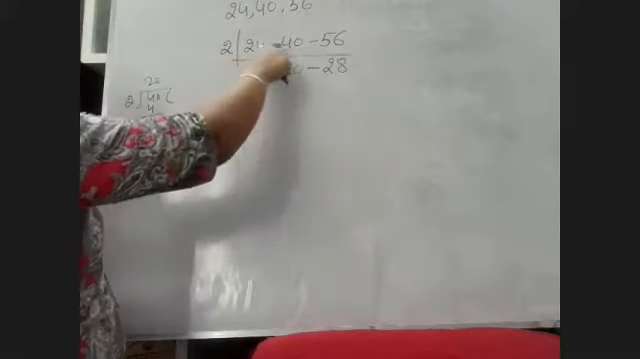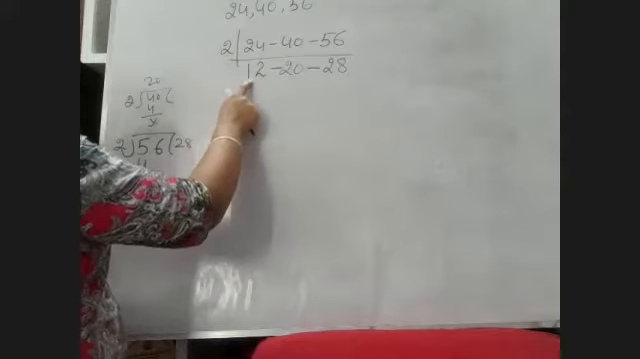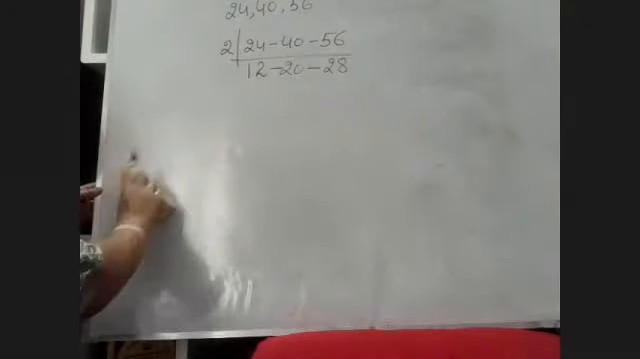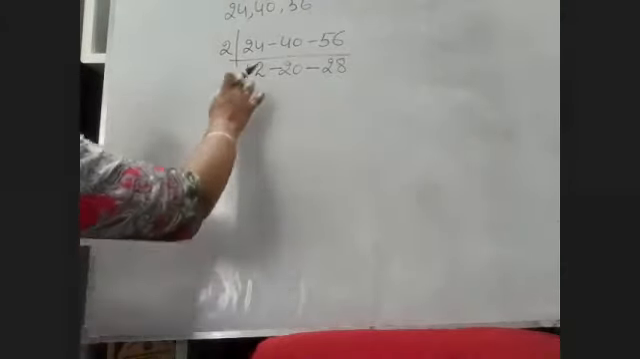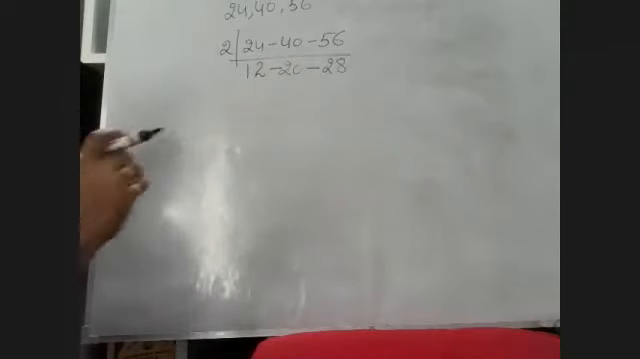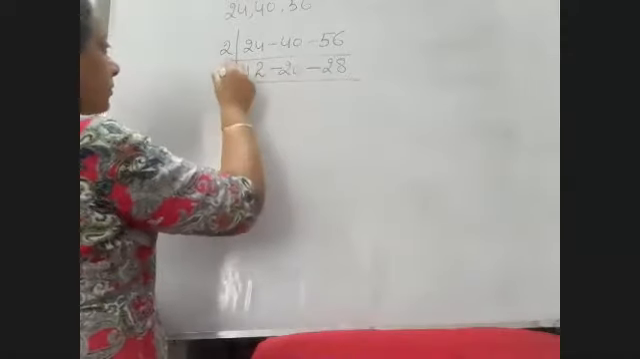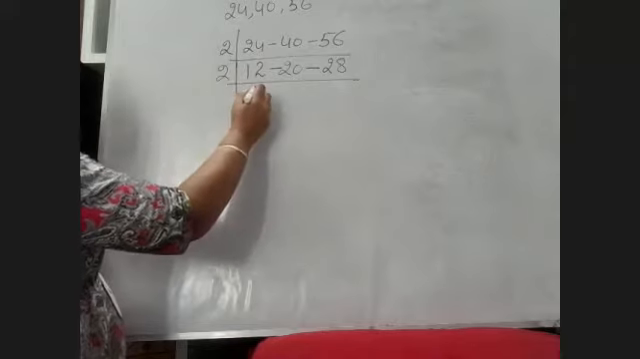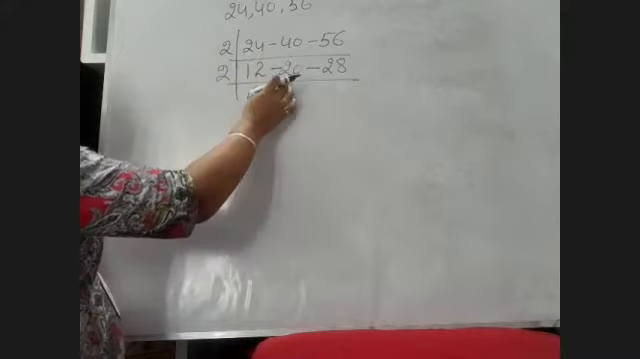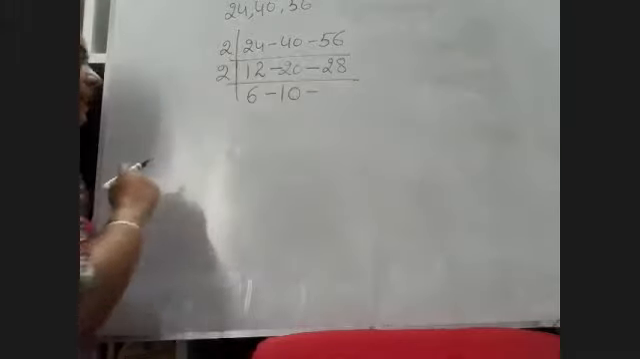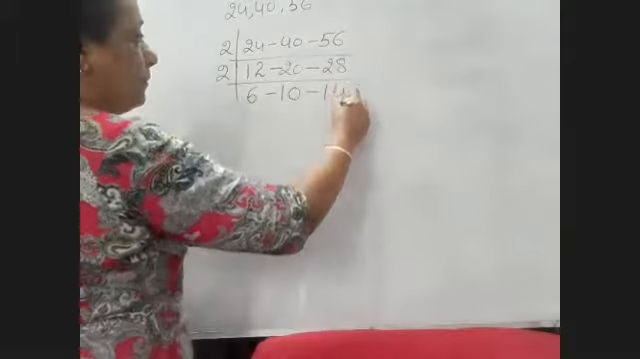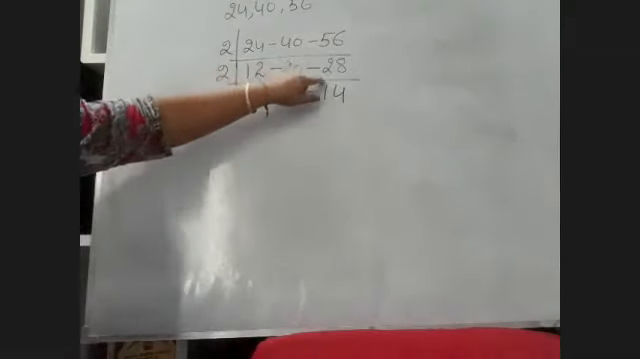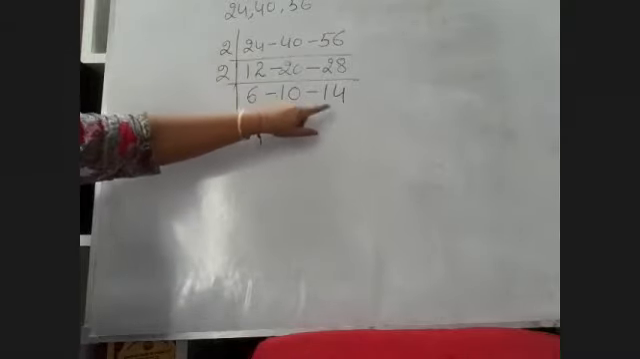Now, when we divide 24, 40, and 56 by 2, we get the numbers 12, 20, and 28. These are even numbers. So, once again, divide by 2. 12 divided by 2 is 6. 20 divided by 2 is 10. And 28 divided by 2 is 14. Yes, friends. In the second step, when we divide 12, 20 and 28 by 2, we get the numbers 6, 10, and 14.